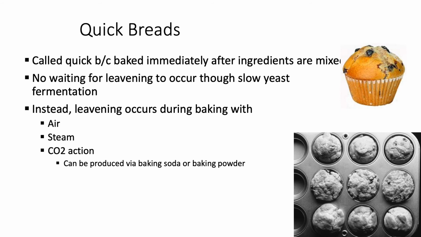Leavening. Leavening in quick breads occurs from air, steam, or carbon dioxide action. Carbon dioxide is basically produced from the carbonic acid that baking soda or baking powder produce. So that carbon dioxide acts as a leavener along with the air and steam.